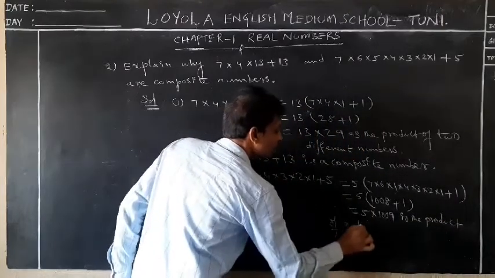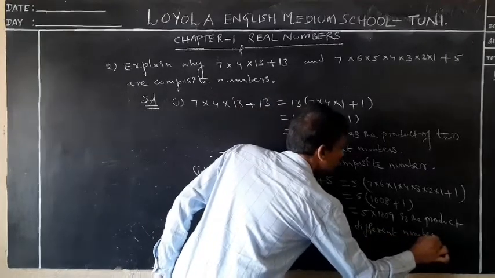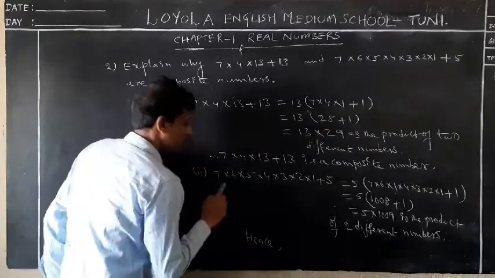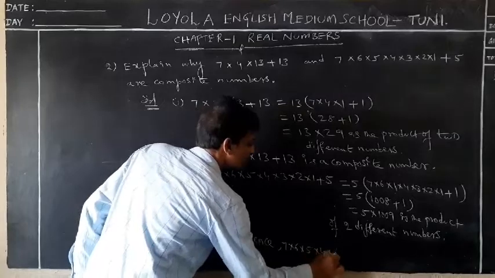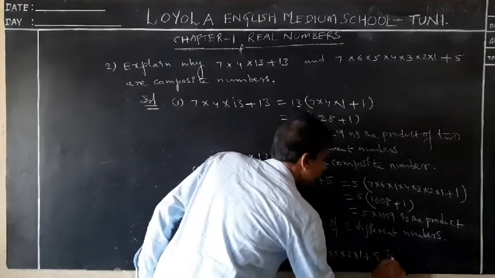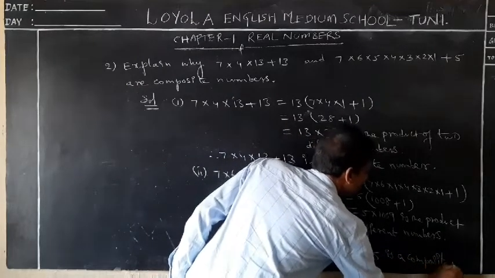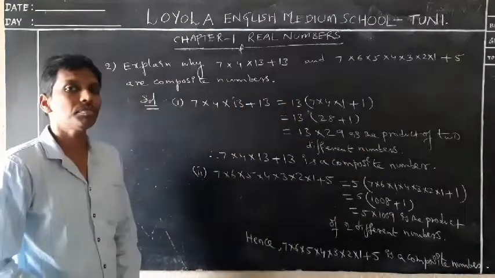The product of two different numbers. Hence, we conclude that 7 into 6 into 5 into 4 into 3 into 2 into 1 plus 5 is a composite number. Is it clear?